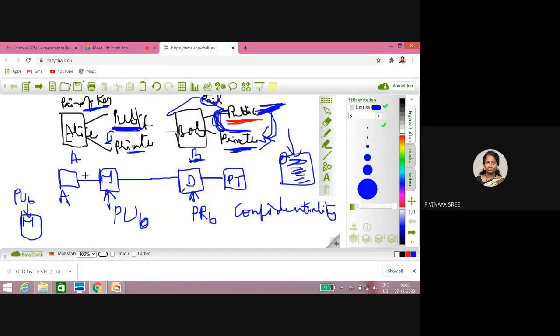Here Alice is encrypting with Bob's public key, and the only person who can decrypt this message is an authorized person. We are providing confidentiality. The only person who knows the private key is Bob, so Bob is decrypting with his private key. PR B. R indicates private key, U indicates public key. B is Bob. Here PR B is the private key of Bob.